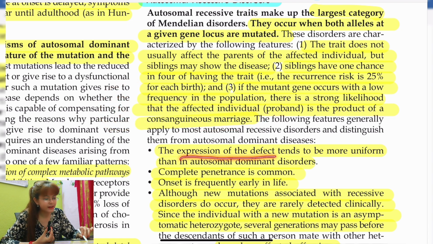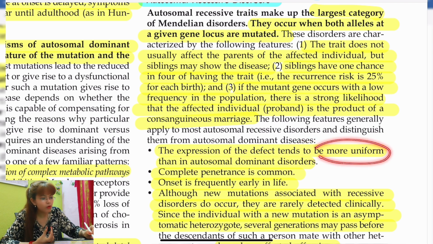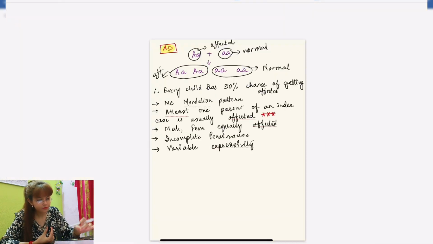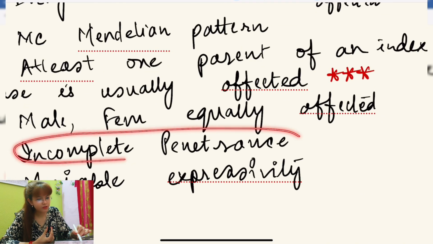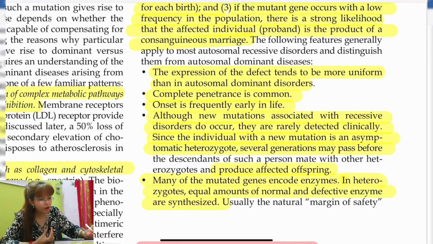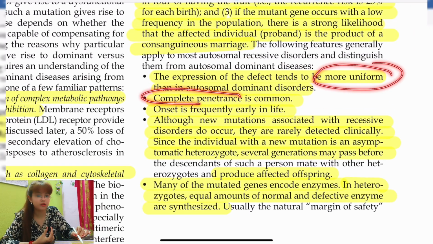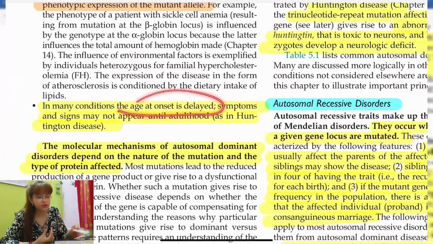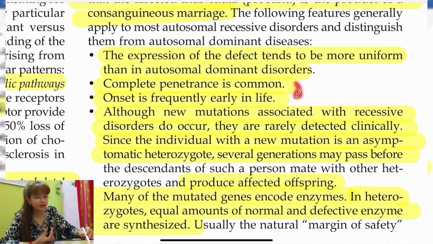The expression of the defect tends to be more uniform than the autosomal dominant. So this is having a more uniform expression, important question, compared to the autosomal dominant ones. Over there, what did we see? Incomplete penetrance and variable expressivity. Here we see that it is having a uniform expressivity and a complete penetrance. Important differences, important points. Onset is frequently early in life. Here we saw that the onset was delayed. Always contrast and compare and read.